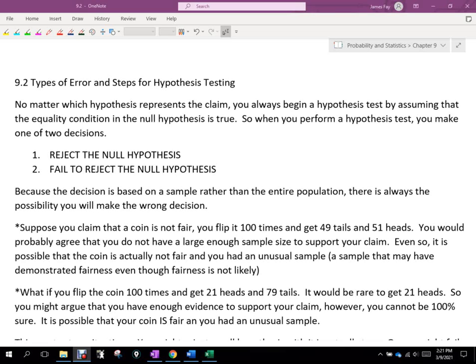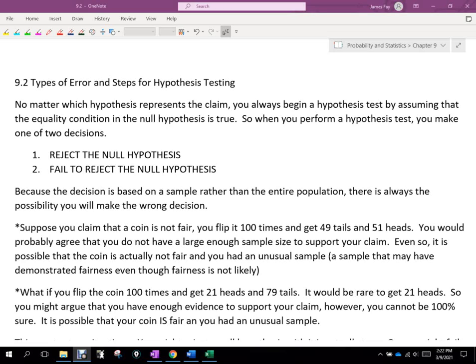Says we're going to have 2 decisions. These are the only 2 decisions we're allowed to have. We either reject the null hypothesis or we fail to reject the null hypothesis, okay? When we reject the null hypothesis, that produces the idea that we have evidence to support the alternative hypothesis, okay? The one thing I want to make sure we understand, though, is that when we reject or fail to reject, whatever decision we make, we could still be wrong. Does that make sense? Okay.